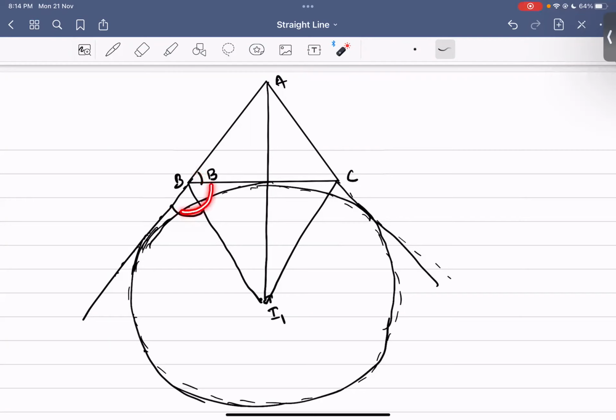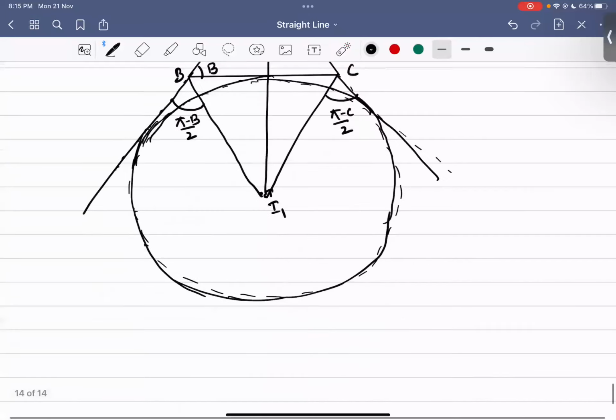So what would be the remaining angle? The total angle in a straight line is 180 degrees or pi radians. So this is B. This angle is equal to pi minus B. So this is the external angular bisector. Therefore, this angle is equal to (pi minus B) by 2. Similarly, this angle is equal to (pi minus C) by 2. This is one point.